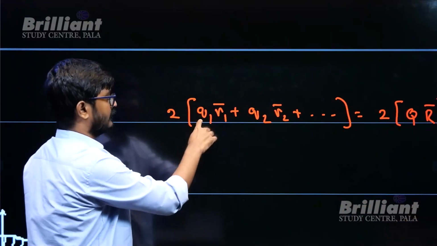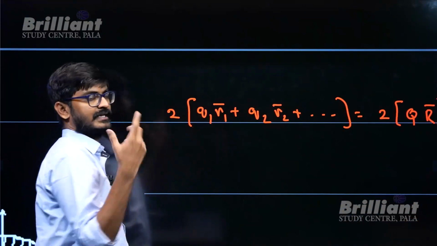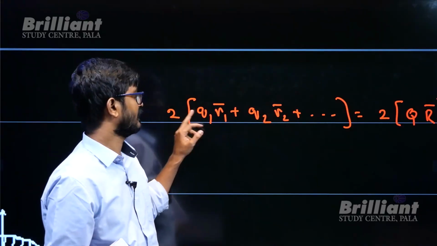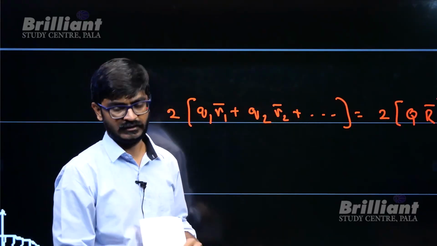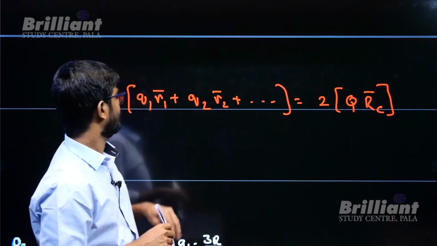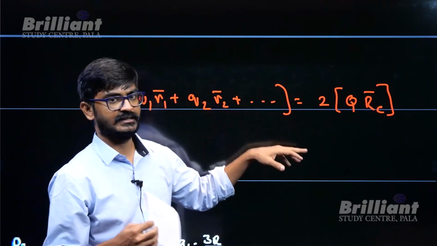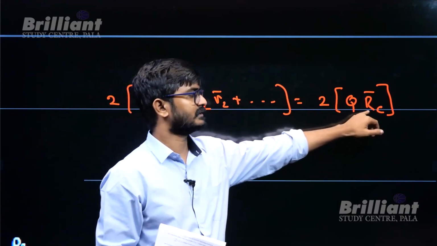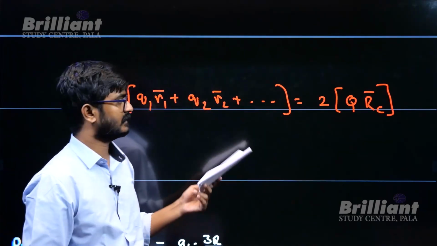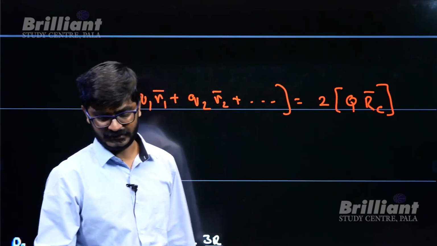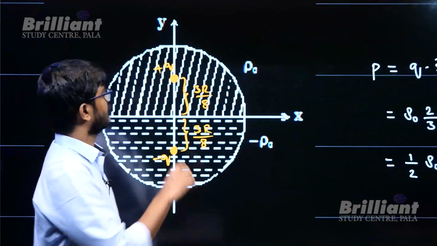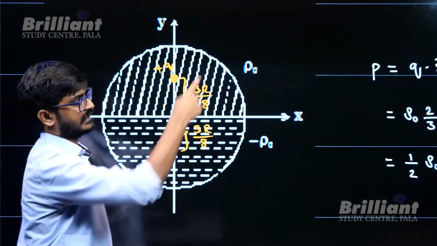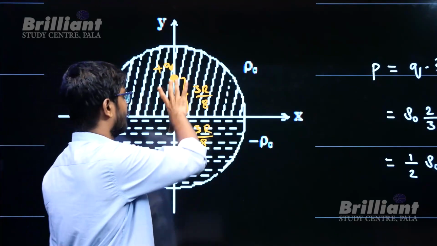So q1 into 2r1. Similarly, if I take the other one, I will get q2 into 2r2. So I have taken 2 common: q1r1 plus q2r2 plus and so on. Now this looks like m1r1 plus m2r2 plus m3r3. This we have seen in center of mass. It is going to become total mass into the position vector of center of mass, right? So what I can do is replace the total charge here at the center of mass and the total charge here at the center of mass, because the equation is looking similar.